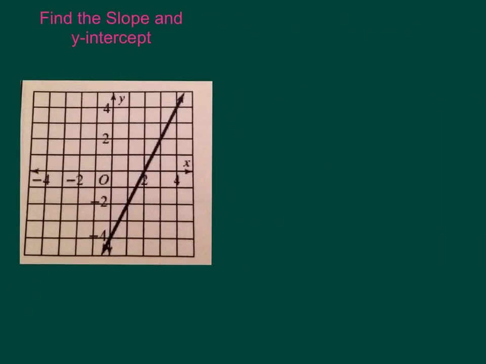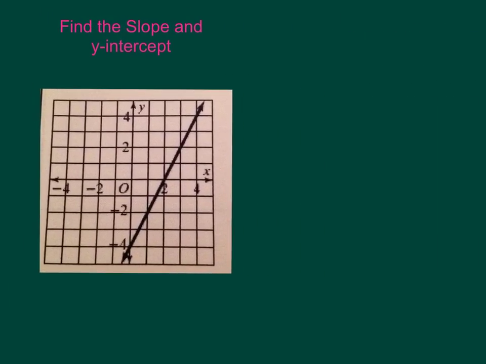So you can pick any 2 points. Let's see, I have one here, and I have one up here. So let's find the rise over the run. The slope, I'm going to rise 1, 2, 3, 4, 5, 6. My rise is 6, and then my run is 1, 2, 3. And 6 divided by 3 is 2, so my slope is 2.